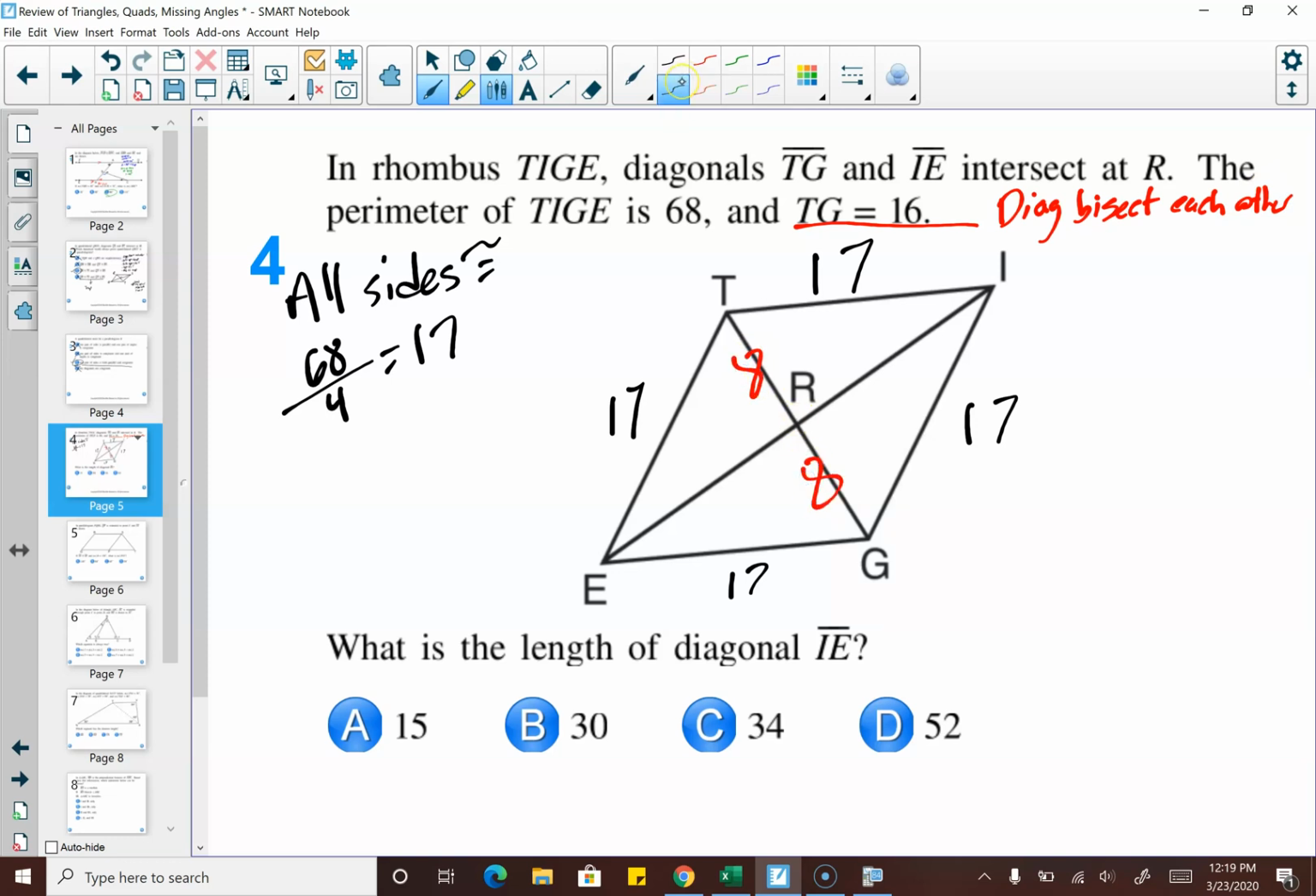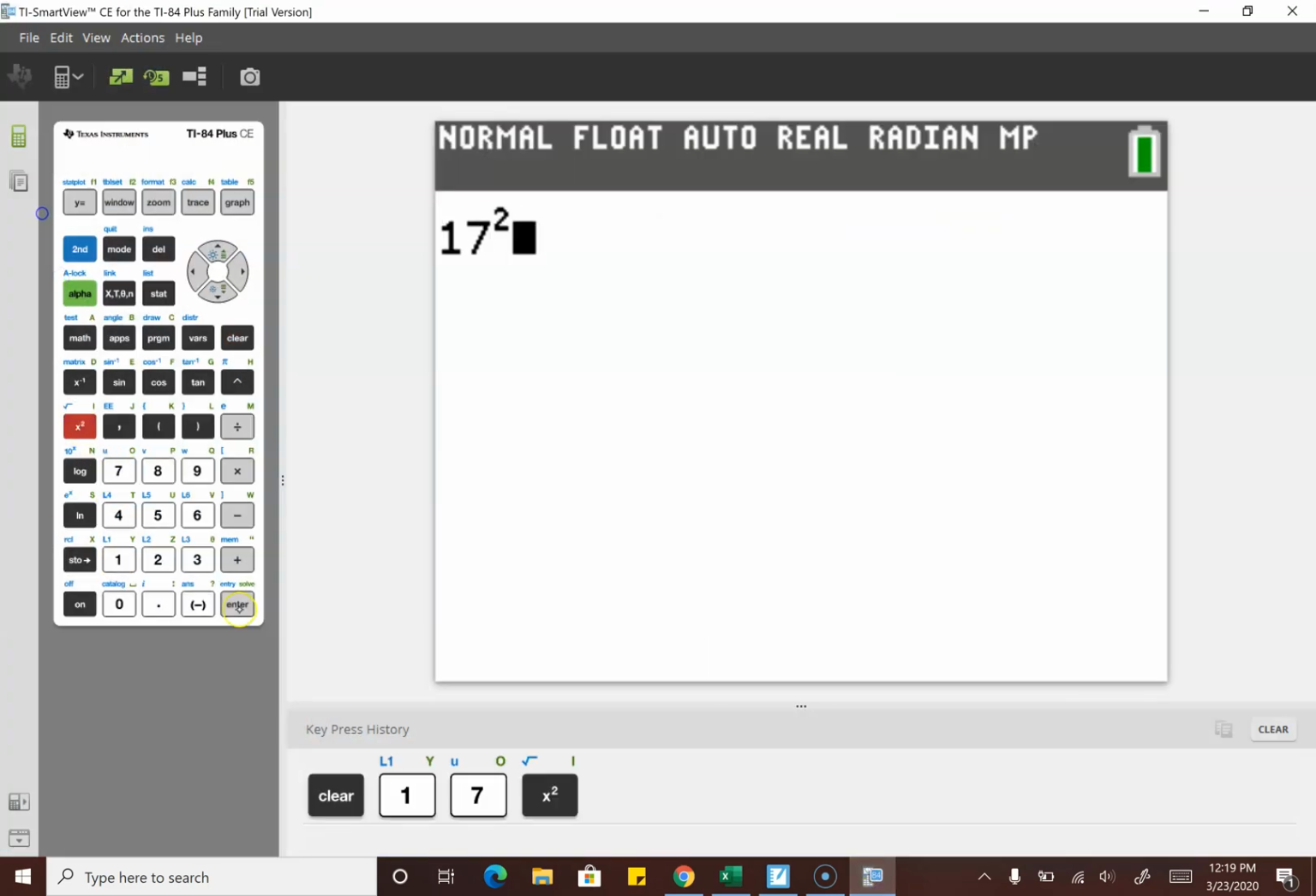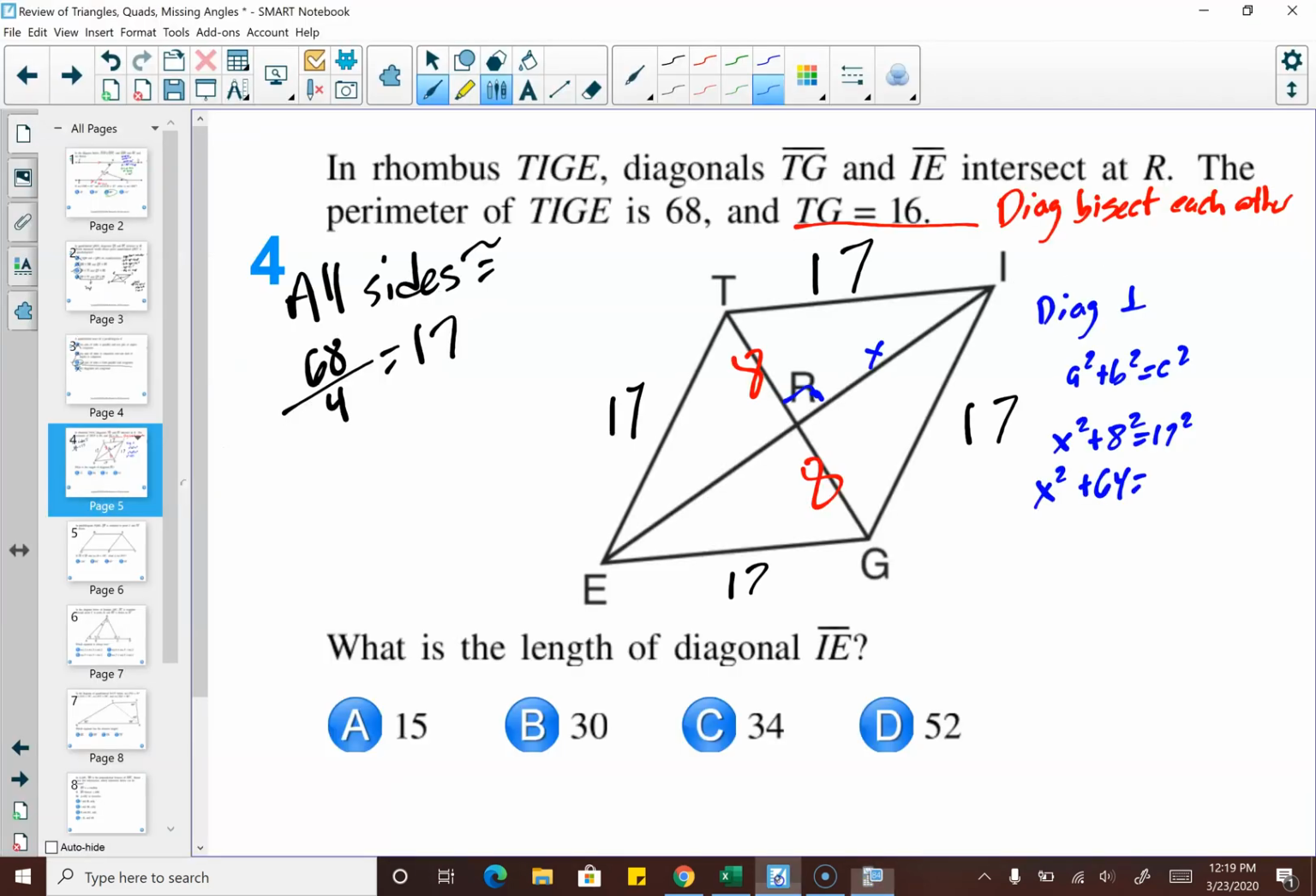Ultimately, what they want us to find out is the entire length of IE, but I'm going to find IR first. And the way we do that is because the diagonals are also perpendicular, we get right angles in there. So really we end up needing to do the Pythagorean theorem. So we get x squared plus 8 squared equals 17 squared. X squared plus 64 equals, and then if we bring up our calculator here, 17 squared is 289.